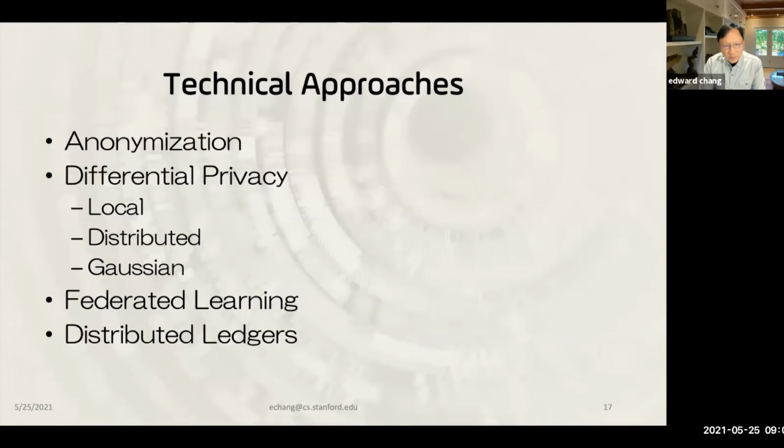Let's look at the technical approaches. So the first one is very understandable. You say, I just anonymize the data, right? Then we have differential privacy, which was popular before CCPA was activated, and federated learning is still very popular. And Google was pushing this effort, and quite a few papers have been published on this particular subject. Then finally, talk about distributed ledgers.